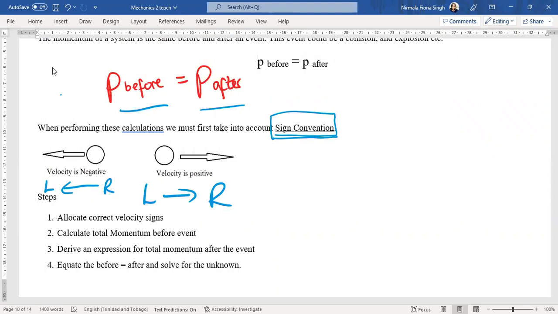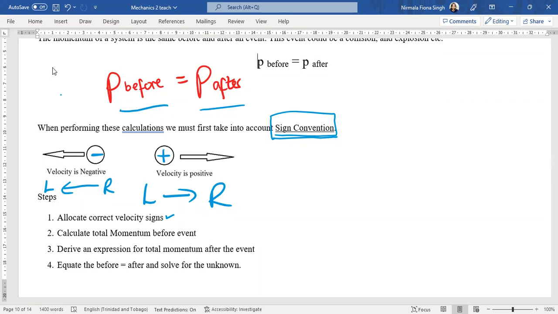Number one, always allocate the correct velocity signs. Correct velocity signs meaning anything moving from left to right has a positive velocity, and anything moving from right to left will have a negative velocity. That's the very first thing when you're doing these questions.